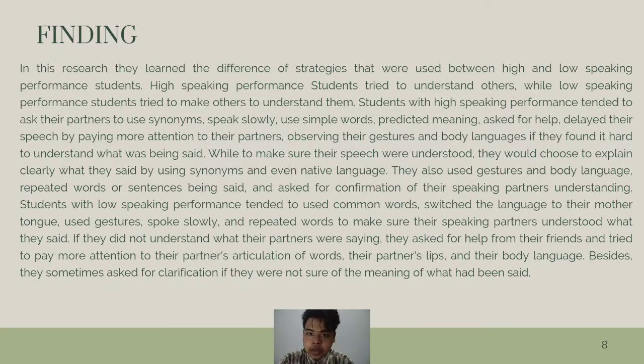Meanwhile, students with low speaking performance tended to use common words, switch the language to their mother tongue because of the limitation of vocabulary, use gestures, speak slowly, and repeat words to make sure the speaking partners understood what they said. If they did not understand what their partners were saying, they asked for help from their friends and tried to pay more attention to their partner's articulation of words, their partner's lips, and their body language. Besides, they sometimes asked for clarification if they were not sure of the meaning of what had been said.